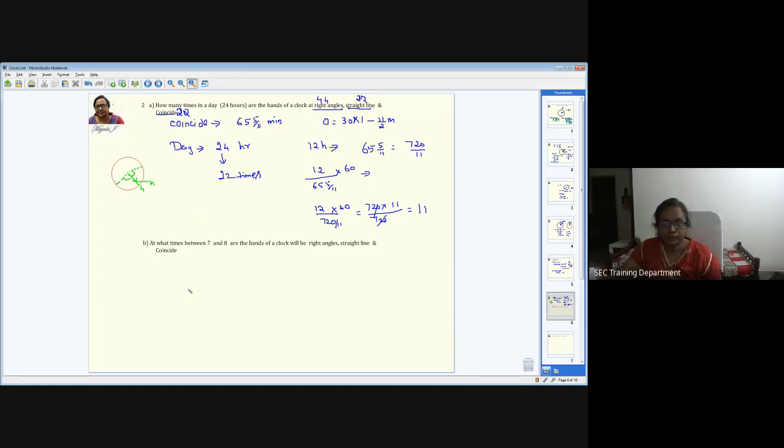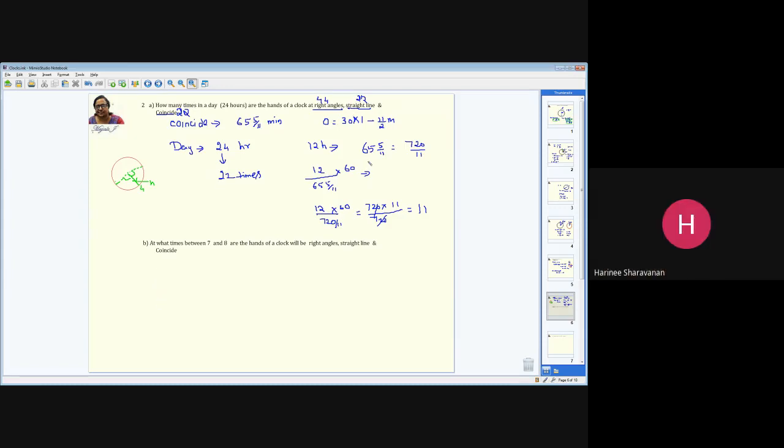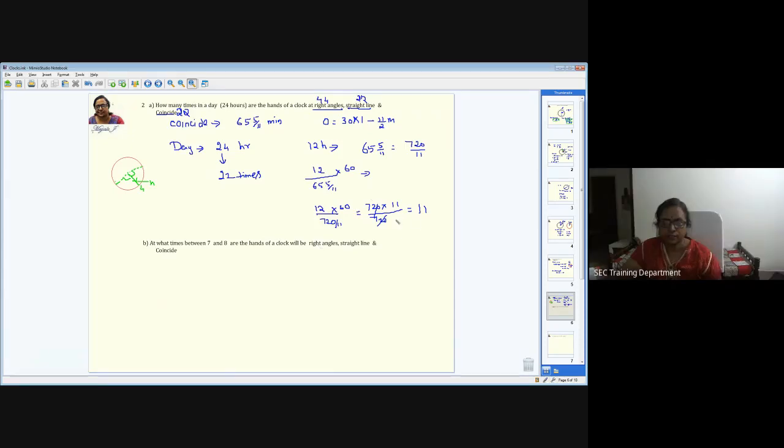I'll come to the next one. Any doubt in this? I didn't write it properly in a different way, but you have to understand this. This one explanation is sufficient. For straight line and right angles, you don't have to explain that. You just have to draw the clock, whichever I did, and explain this. That's enough. You don't have to derive again and again for this.